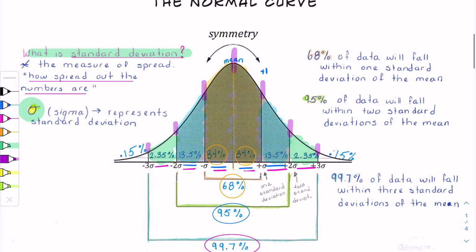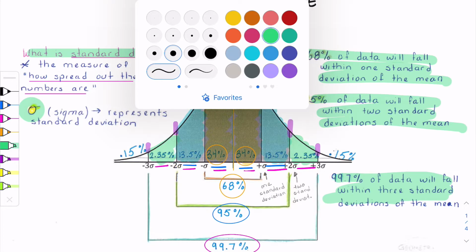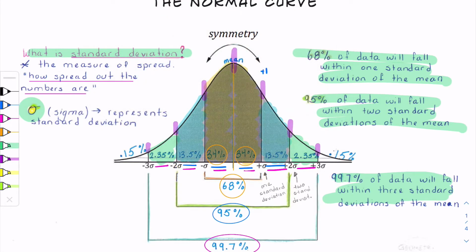So, of course, I just explained where your 68, 95, and 99.7 comes from, but written right here, I just wrote out the words for it. So 68% of data will fall within one standard deviation of the mean. 95% of data will fall within 2 standard deviations of the mean, and 99.7% of data will fall within 3 standard deviations of the mean. And then anything after that, it's a very small amount, it's 0.15%, and that's beyond 3 deviations.